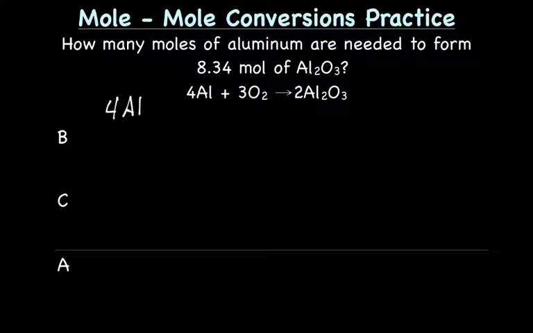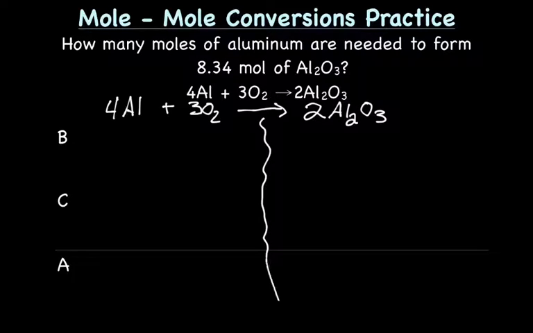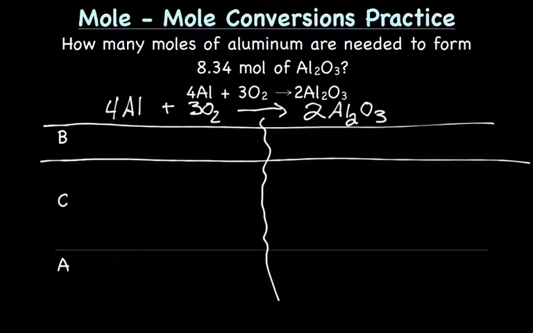So we're going to have 4Al plus 3O2 produces 2Al2O3. We'll divide between the reactants and products. And let's put some divider lines in here.